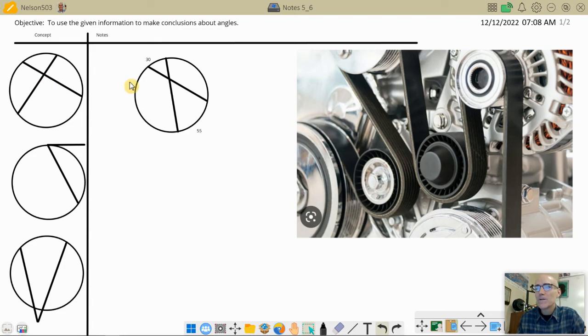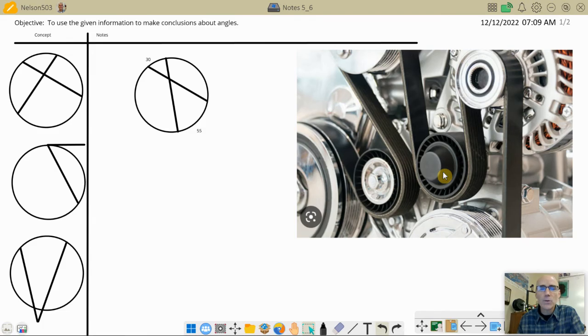This is problem number one, by the way. We've got a 30-degree angle and a 55-degree angle, and I was thinking, like I said, I love circles. I love these angles and all that kind of stuff. Engines have all kinds of circular moving parts to them. I'm just looking at the belts and the pulleys and the different angles that are formed. So this is not only useful information, it's good for our brain to practice these skills.